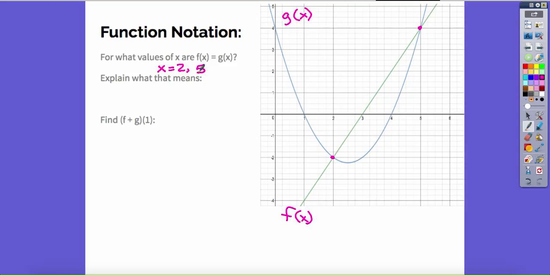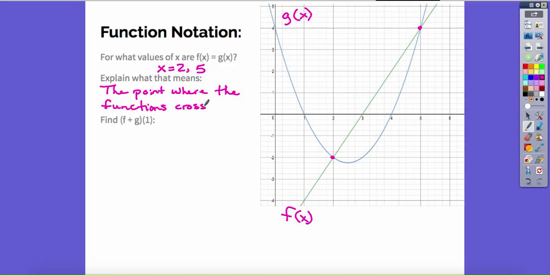And so explaining what that means, it means that the point where the functions cross is where they're going to be equal because they have equal height at those particular x values.